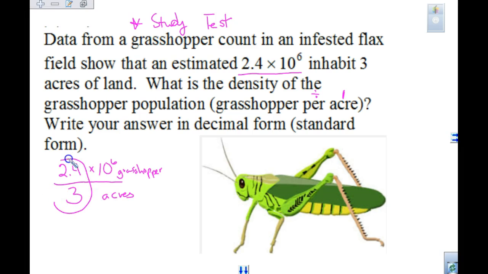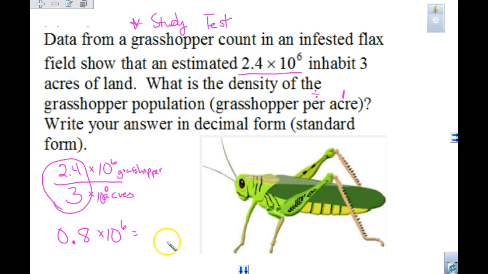So 2.4 divided by 3. Do the division. Should be a decimal, right? What'd you get, Elena? 0.8. And if you think of 24 divided by 3, right? We didn't have a 10 to the power, so that's going to be times 10 to the 6, right? Because this is really times 10 to the 0, that's what 3 is. So, they say write it in standard form.